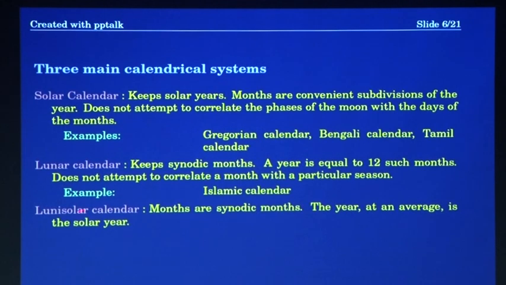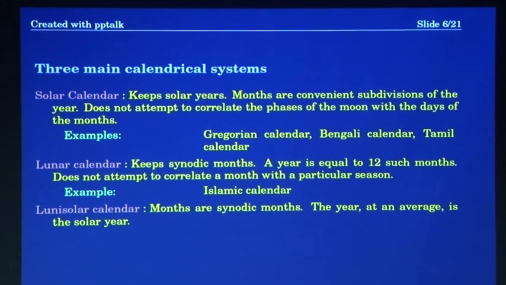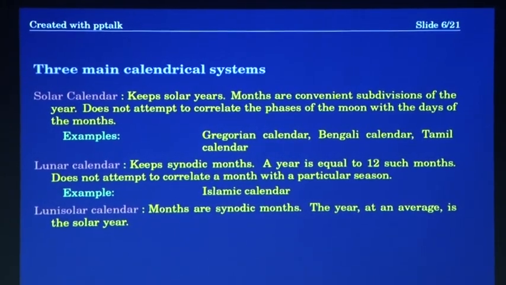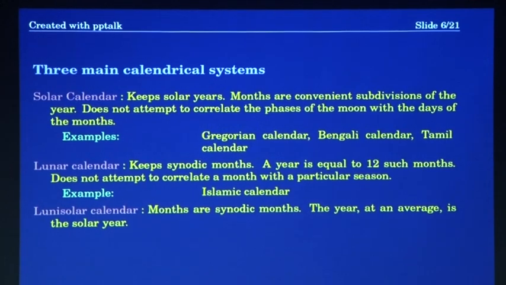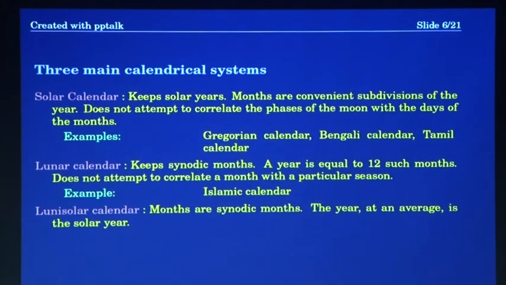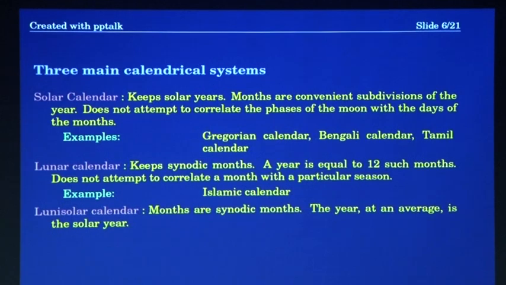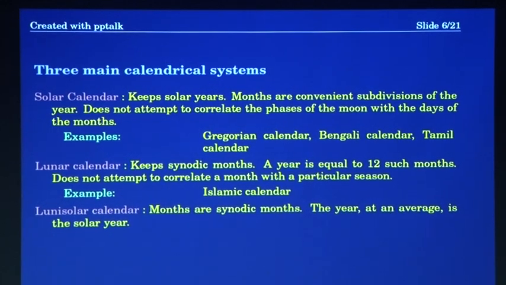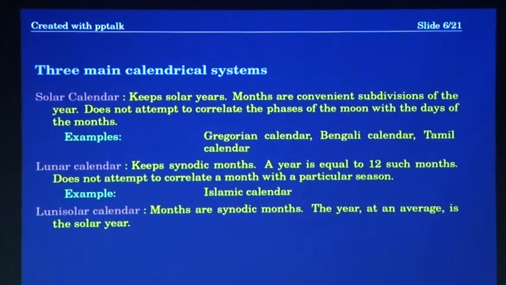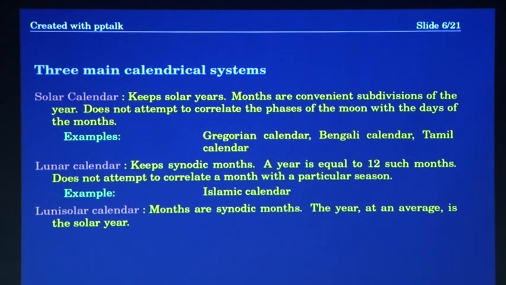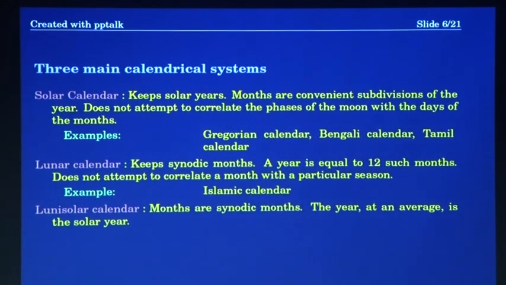Okay? So that is the lunar part. Lunar means something else, I didn't want to. So the months are the synodic months, and the year is on average the solar year. Individual years are not solar years, but the average year is the solar year.